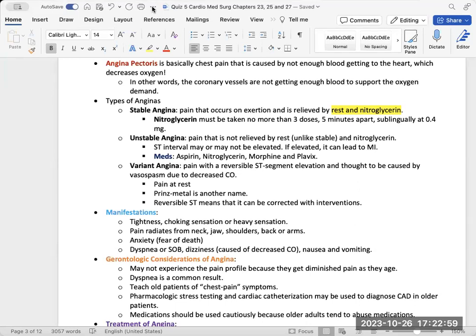Aspirin is always a drug that is given because it helps prevent future myocardial infarctions, and it's an antiplatelet. So it prevents clots from forming, which can also be a cause of a heart attack. If you have a clot that's blocking flow to your heart, that can also cause a heart attack. So we want to look at those things.